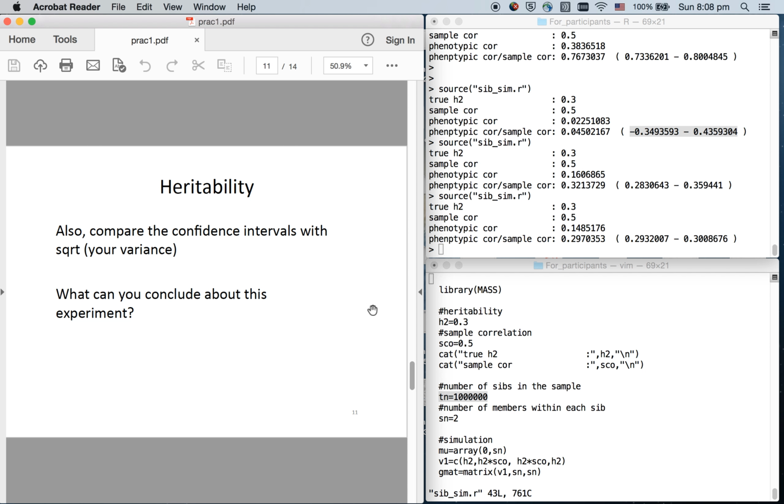From this exercise, we can conclude that the sample size is one of the key factors determining the accuracy of estimation. Okay.